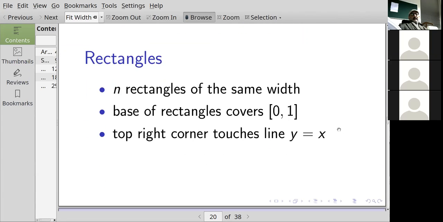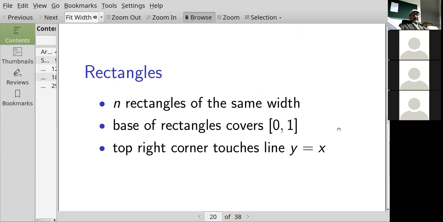So what I'm going to do is cover this triangle with rectangles, and I'm going to try to approximate the area enclosed by the triangle with rectangles. So I'm going to have n rectangles of the same width. If the base covers from x equals 0 to x equals 1, and I divide that up into n subintervals, what is the width of each subinterval? 1 over n, right.